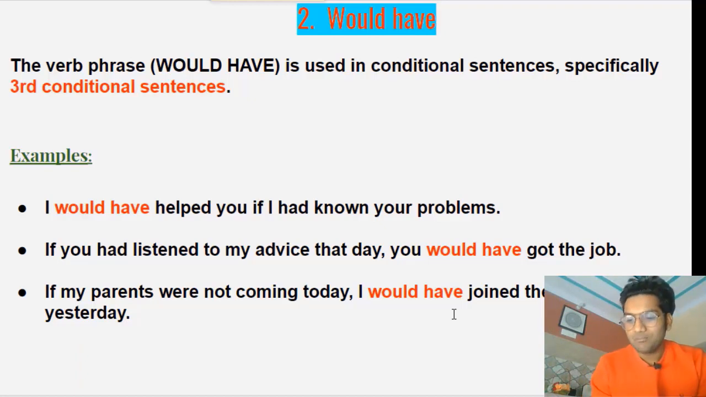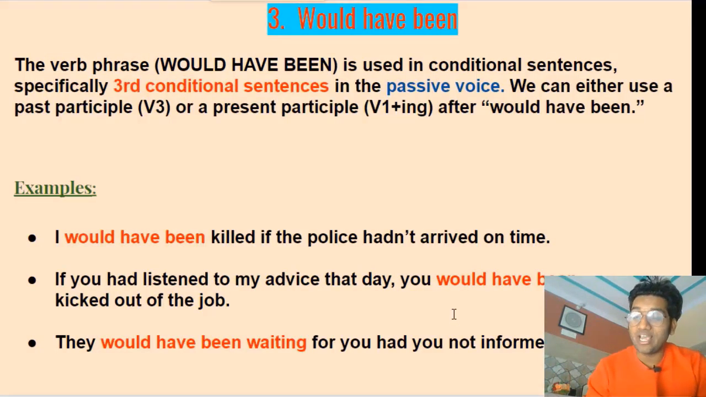All right, moving to the last one, which is would have been. Guys, would have been is used in conditional sentences. We can either use a past participle after it, which is would have been followed by a third form of verb, or a present participle, which is an ing form of a verb. Let's look at these examples and understand how we're using them.